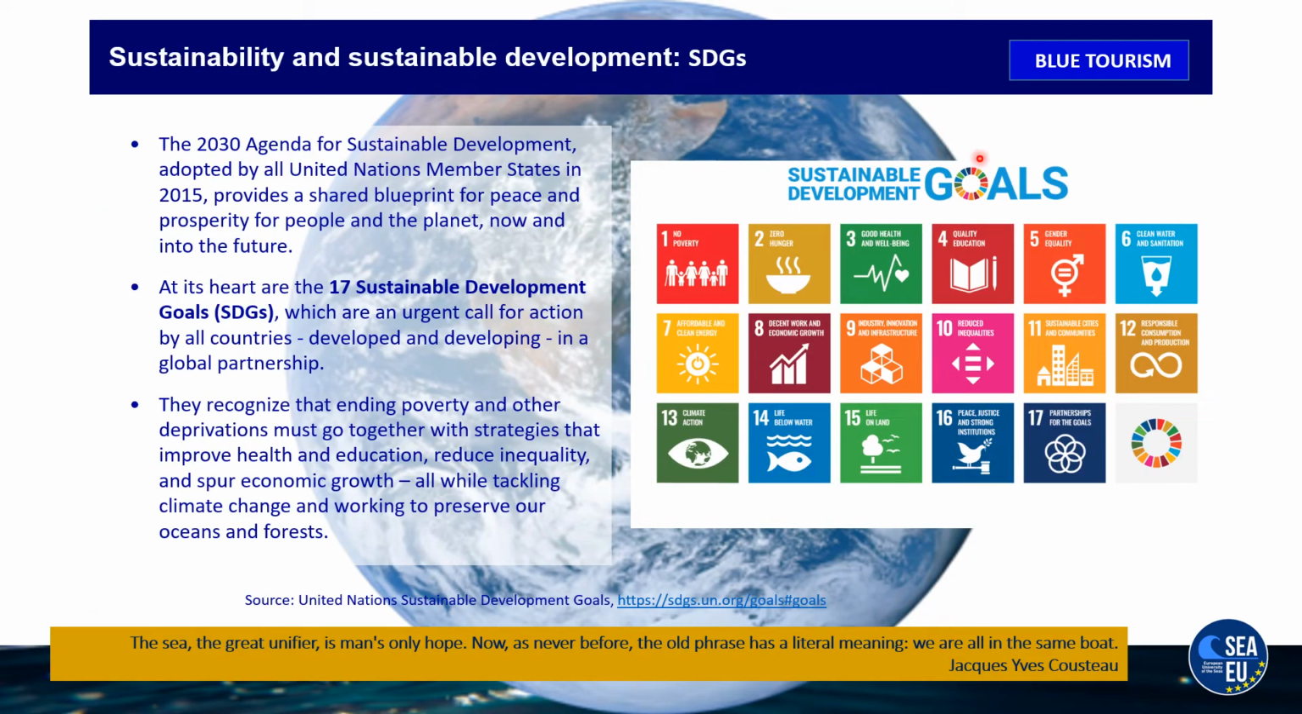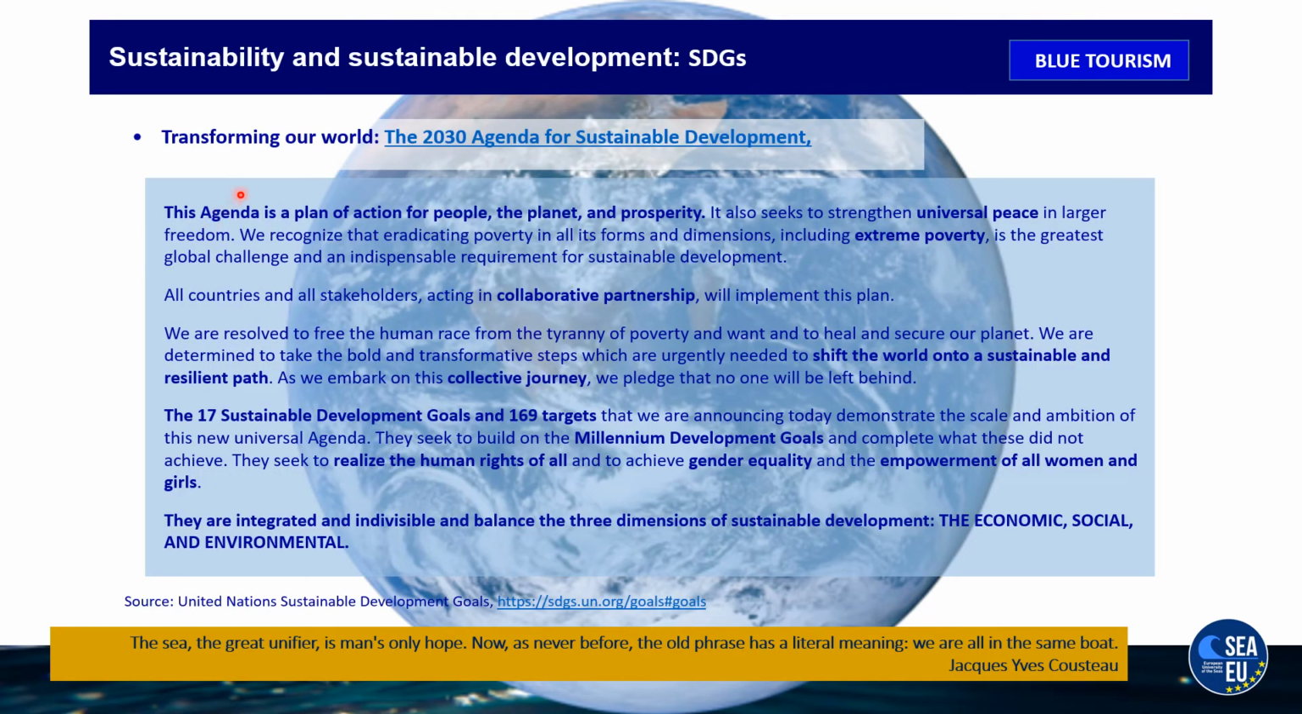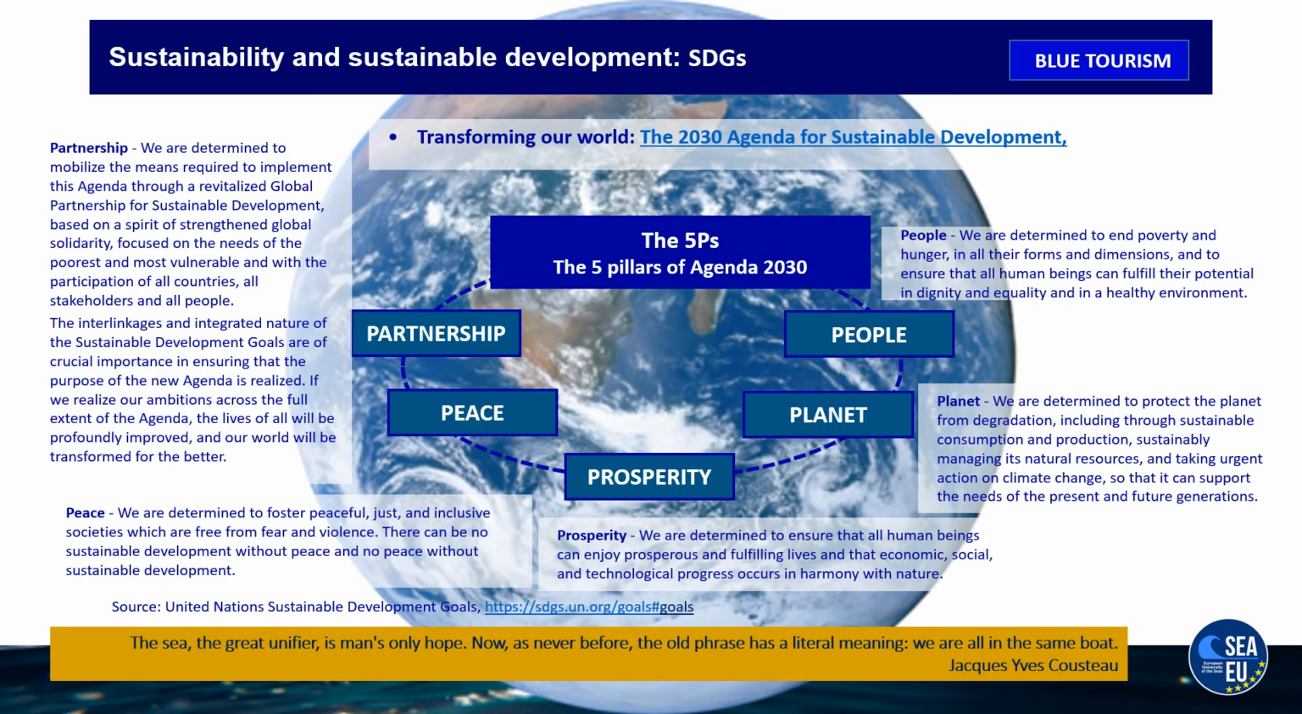All of the 17 goals are shown in this image. Here you can read in detail about the 2030 Agenda for Sustainable Development. And it's important to say that they are integrated and indivisible and balance the three dimensions of sustainable development: the economic, social, and environmental. At the heart of the 2030 Agenda are five critical dimensions, and those are partnership, peace, prosperity, planet, and people, also known as the five P's.